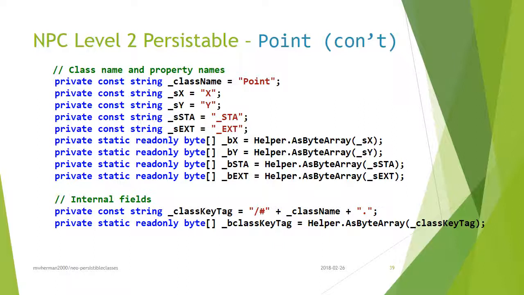So this is for plain old string and plain old byte array keys. This is different from the higher level layers where we're starting to use Neo storage keys to manage Neo storage.